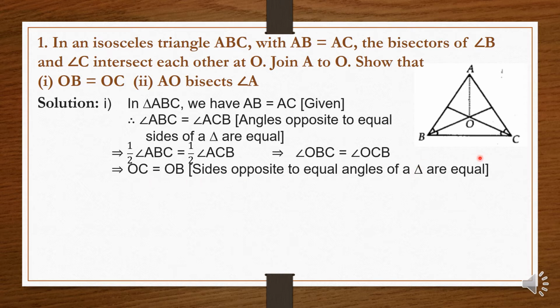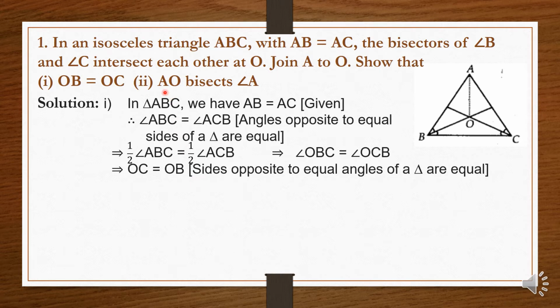Now we have another theorem that if two angles are equal, then their opposite sides of the triangle are also equal. Therefore, since in triangle OBC, angle OBC is equal to angle OCB, we can say their opposite sides are also equal. Focus on triangle OBC. Therefore, we can say that OB is equal to OC. Hence, we have proved that OB is equal to OC.